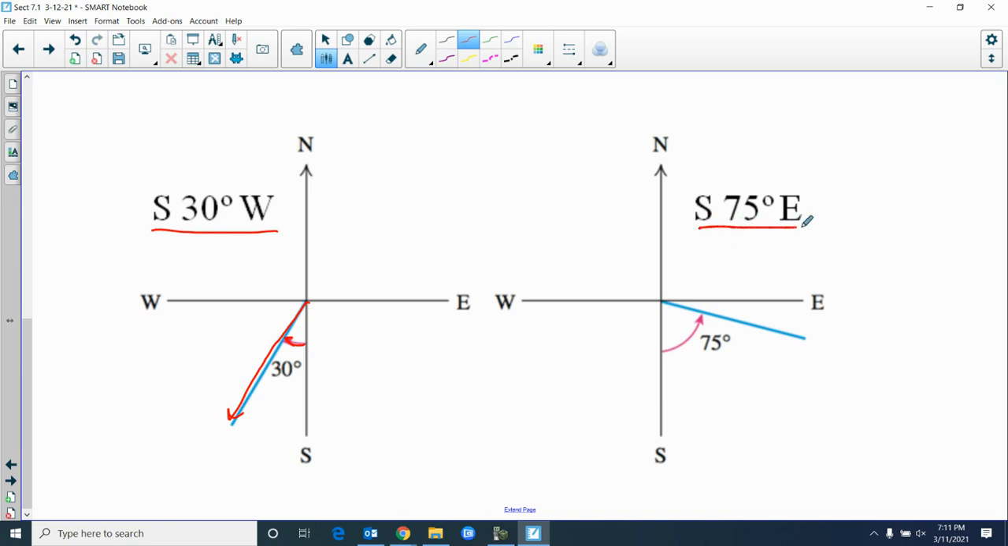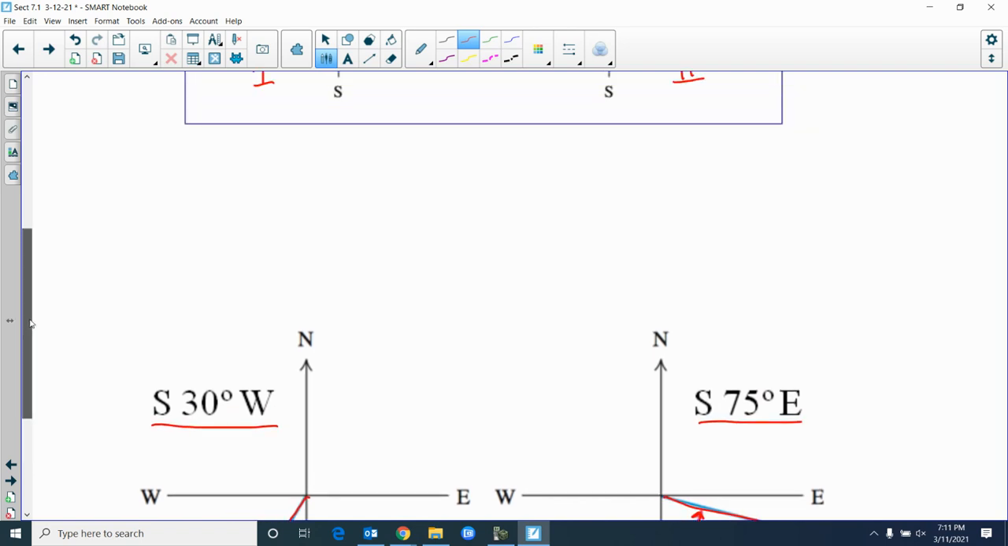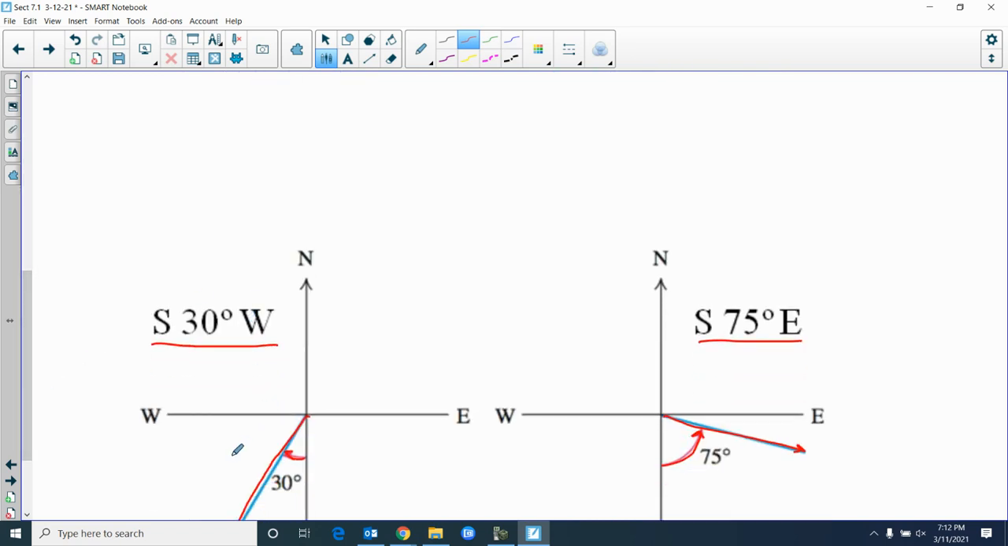South 75 degrees east, you would be going 75 degrees off of the south line. Because we've been doing a lot with reference angles, and reference angles are always with the x-axis. Well, this is the opposite. This is always with the y-axis. But again, you've got your northeast, you've got your northwest. If it's southwest, it's going to be in quadrant 3, and if it's southeast, it's going to be in quadrant 4.